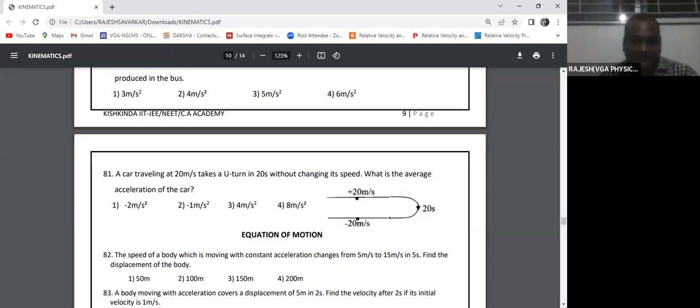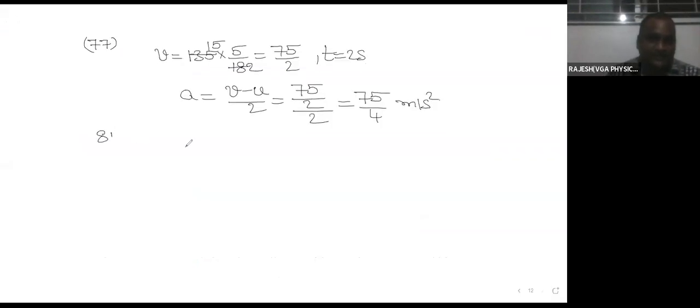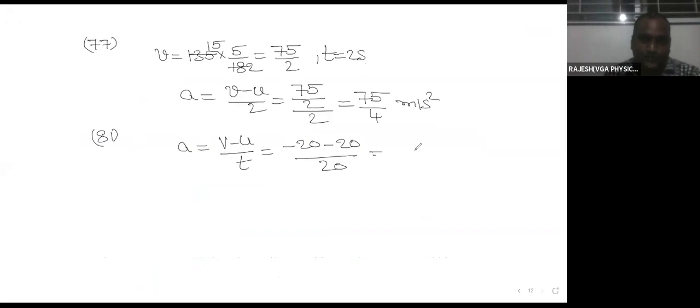Look at the 80 first. So acceleration is equal to, you have to take it with sign. Acceleration is v minus u by t. V is minus 20 because it has taken a U-turn. Going forward, we have taken positive, going backward negative, by 20 seconds. So it is minus 2 meters per second square, the retardation. Right?